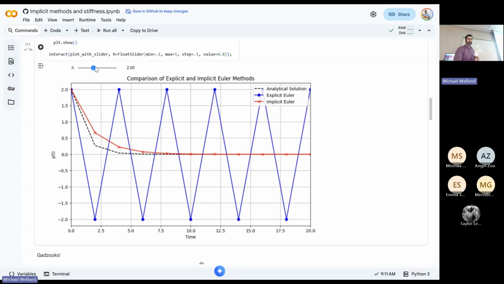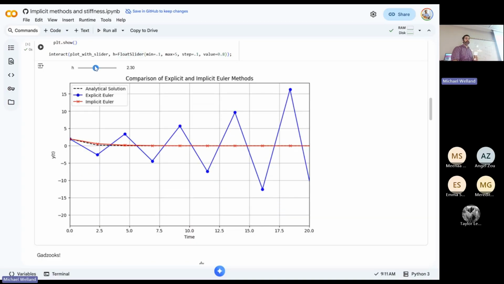Check this out. Time step 2, it no longer corrects. Past 2, that error blows up. This is the bad one, right? Because all of a sudden, explicit Euler just fails, and it fails catastrophically. You cannot trust this thing. Meanwhile, implicit Euler is actually okay. What's that? Gadzooks.